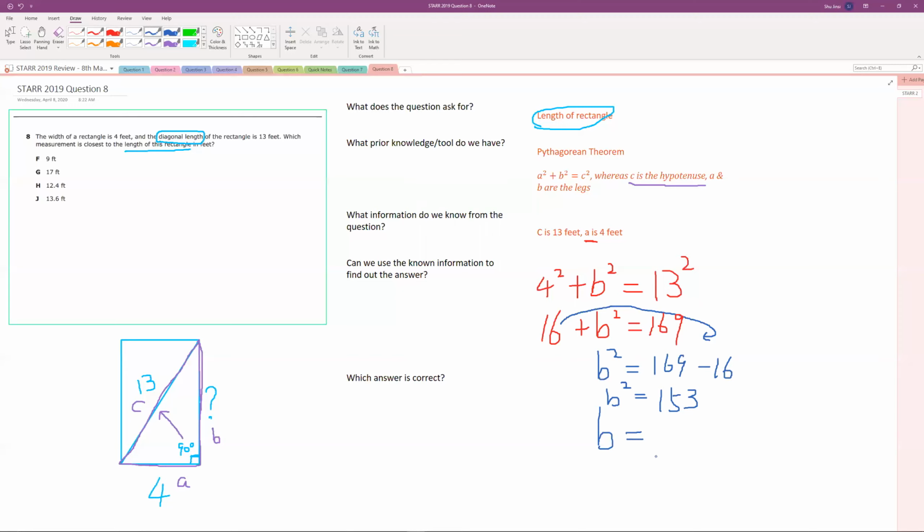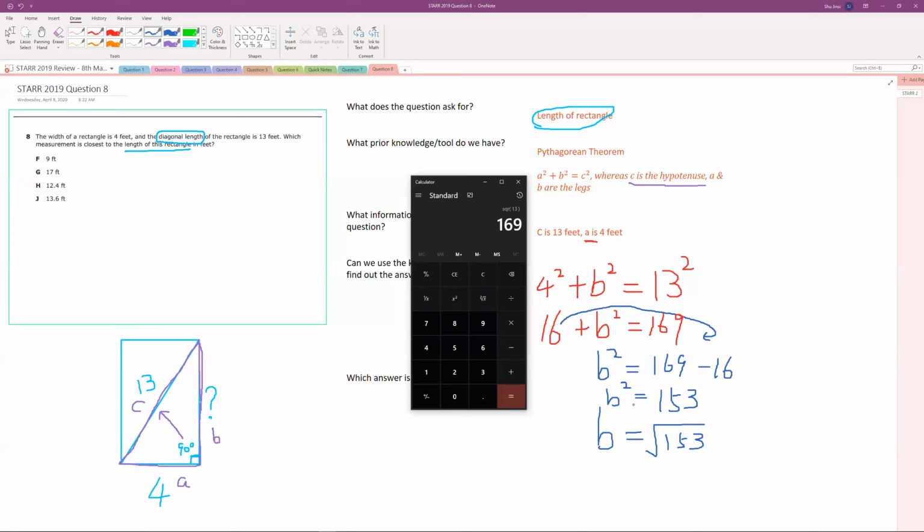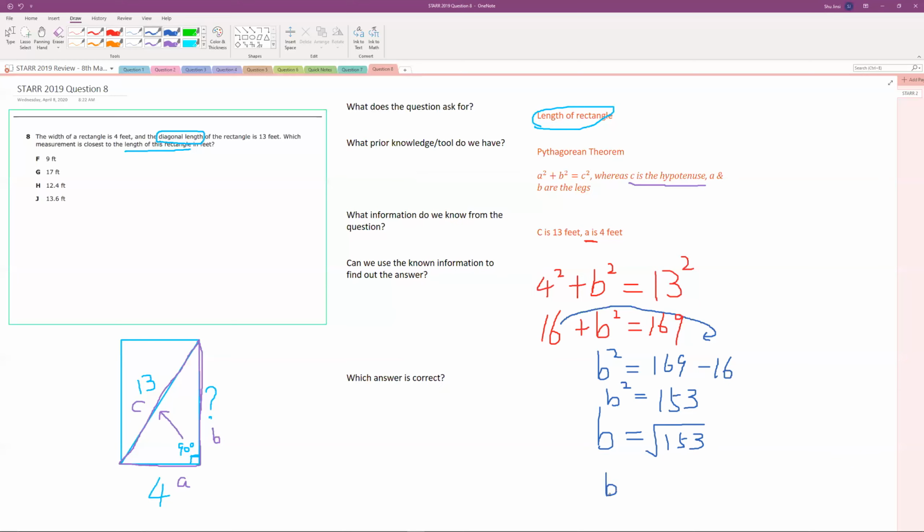Now the last step, if b squared is 153, then b will be the square root of 153. So let's do the square root of 153. The square root of 153 is 12.369, or we can round it to 12.37 or 12.4 feet. So that's the answer of H. H is the correct answer.